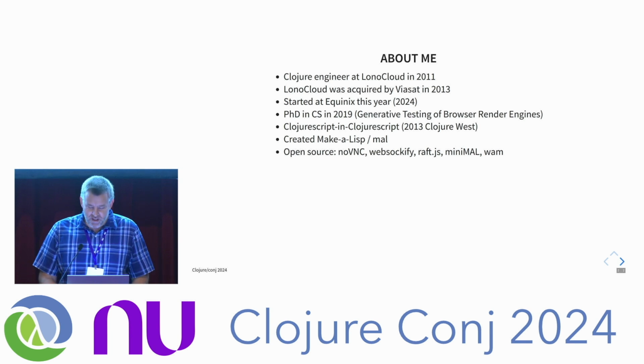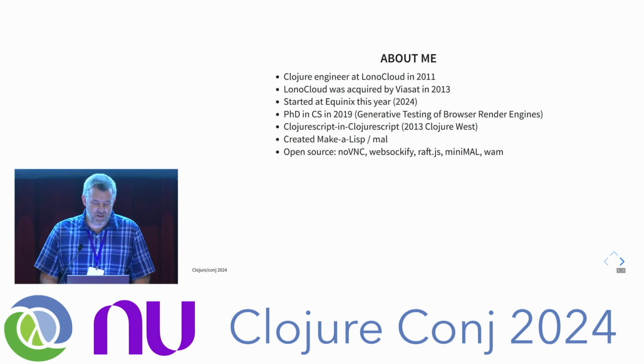All right, so just a brief intro about me. I started as a Clojure engineer when I was hired at LanoCloud in 2011. LanoCloud was acquired a couple of years later by Viasat. Earlier this year, I started at Equinix. I have a PhD in computer science. The topic of my dissertation was generative testing of browser rendering engines.